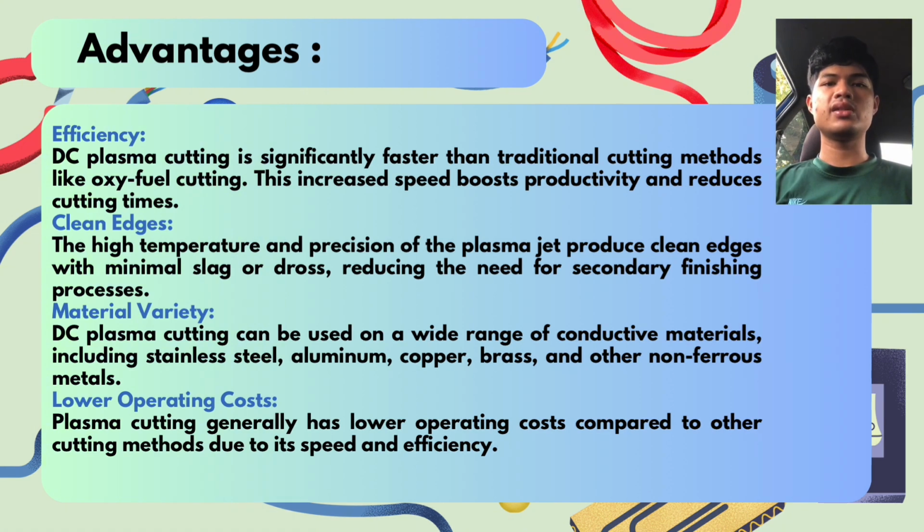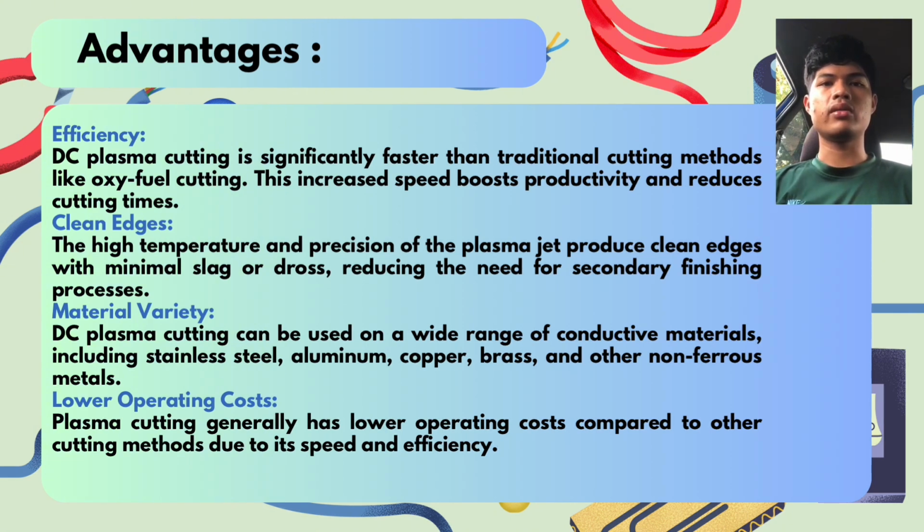1. Efficiency. DC plasma cutting is significantly faster than traditional cutting methods like oxy-fuel cutting. This increases speed, boosts productivity, and reduces cutting times. 2. Clean edge. The high temperature and precision of the plasma jet produce clean edges with minimal slag or dross, reducing the need for secondary finishing processes.